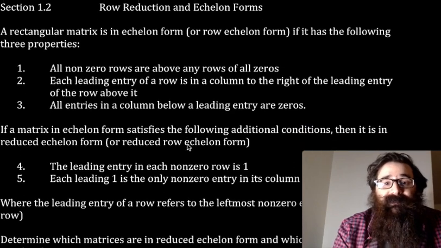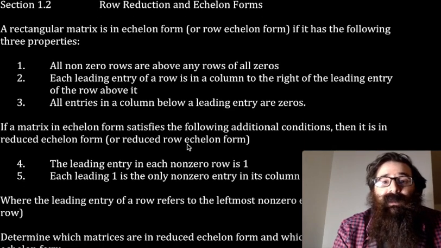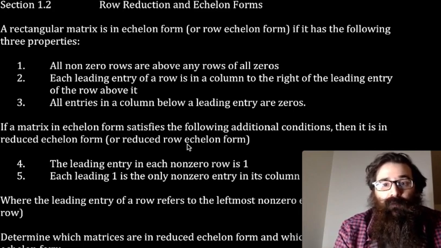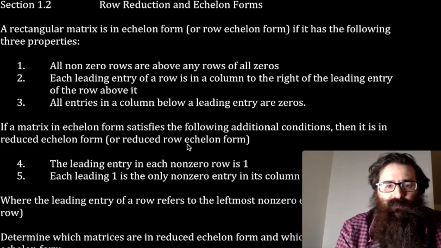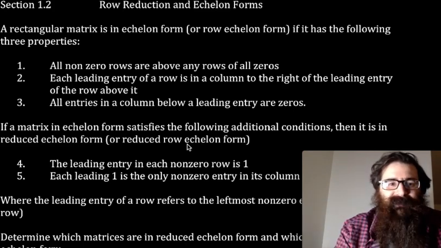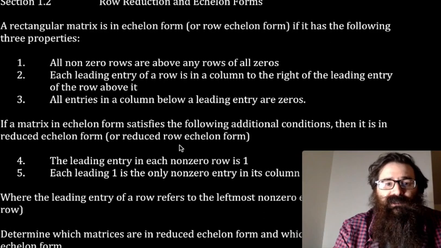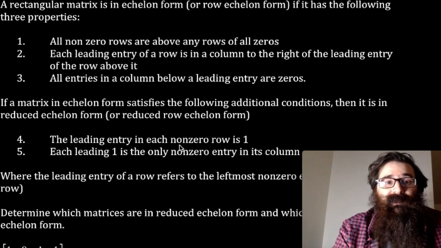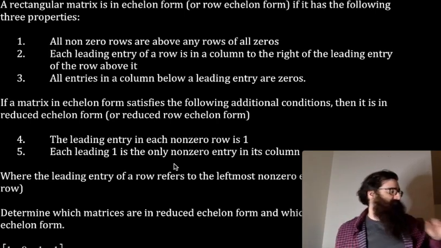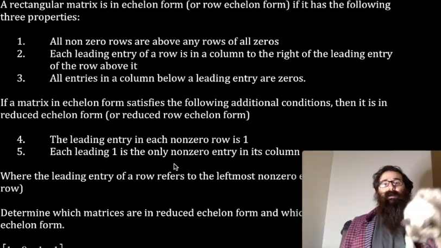Now we continue on with this list and say, if a matrix is in echelon form and it satisfies the following additional conditions, then we'd say it's in reduced echelon form or reduced row echelon form. And I usually like to call it a fully reduced row echelon form, just to really get that idea across. So we need these next two conditions to have that reduced echelon form, which is fully reduced. We need that the leading entry in each non-zero row is 1, and each leading one is the only non-zero entry in its column.